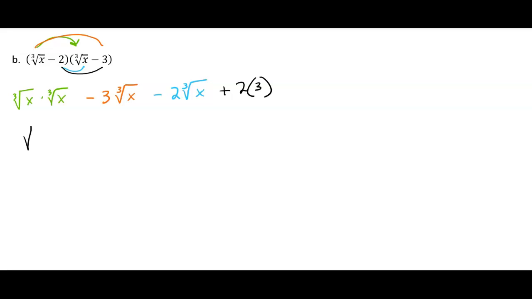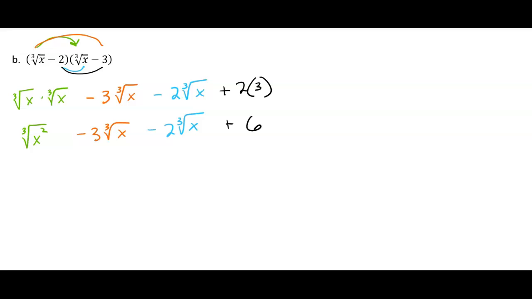This is going to be the cubed root, I was going to keep it color coordinated, the cubed root of x squared. The orange one, that radical isn't going to simplify, so we'll just leave it. The blue one, that one doesn't simplify either, individually. Now in a minute we're going to see, oh, they can combine. And then the last is just going to be plus 6.